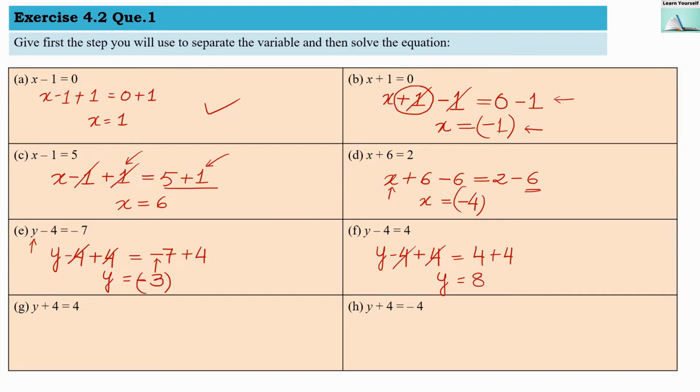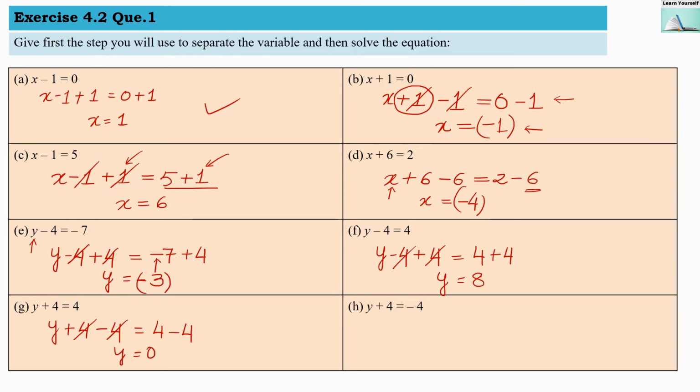Equation G, y plus 4 equals to 4. So y plus 4 is there. If I want to remove this 4, I have to subtract 4. And similarly, towards RHS, I have to subtract 4 too. So plus 4 and minus 4 will get cancelled out. I will get y equals to 4 minus 4, 0.